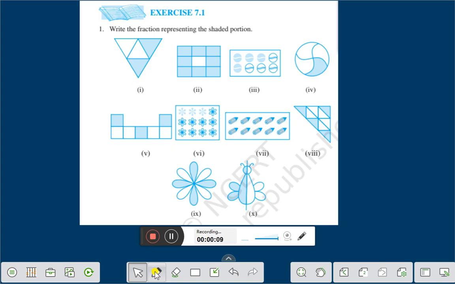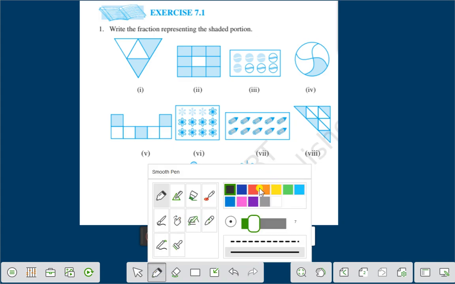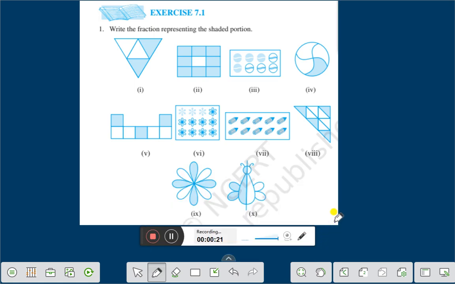Question number 1 is: write the fraction representing the shaded portion. How many shaded portions are there? 1 and 2. Two shaded portions, right? Therefore, the numerator will be 2.